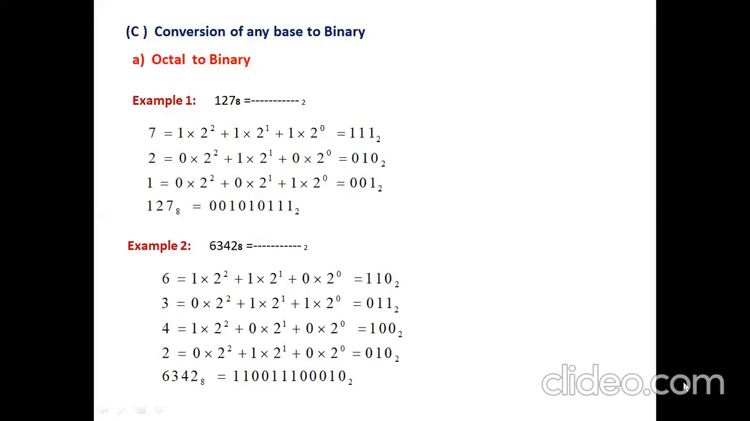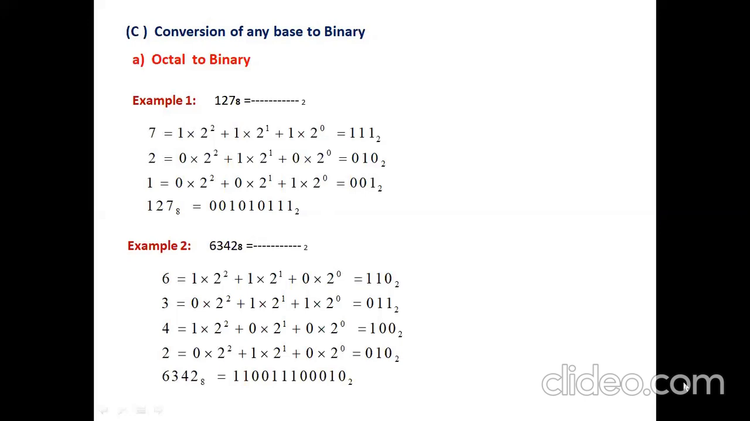And coming to the second example, that is 6342 base 8 equal to base 2. For this what we will do is 6 means 6342. So again we need 4 2 1 representation. For 6 we can have 1 1 0. 1 is multiplied with 2 to the power of 2 plus 1 into 2 to the power of 1 plus 0 into 2 to the power of 0. That means in that form we have to consider. Otherwise we can simply go for 4 2 1 notation.